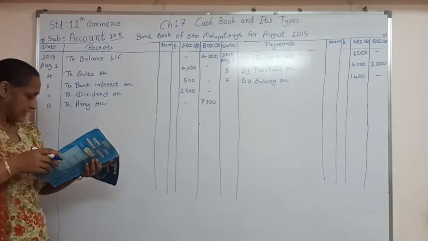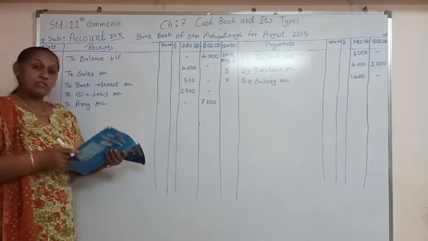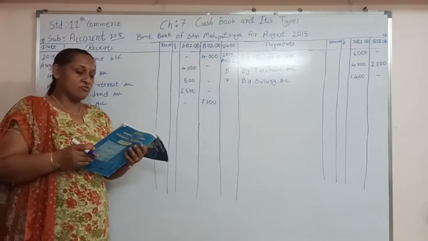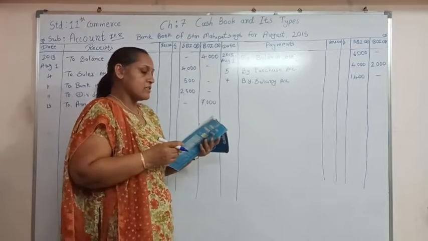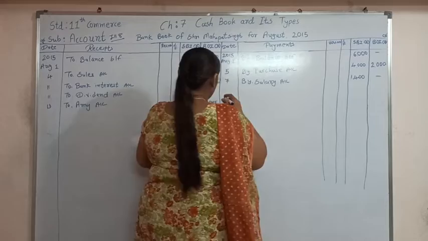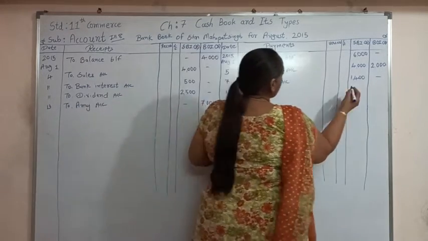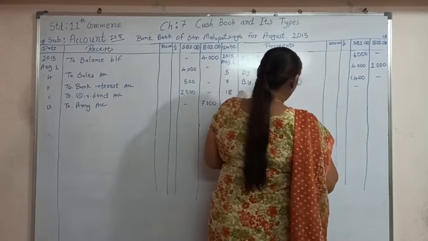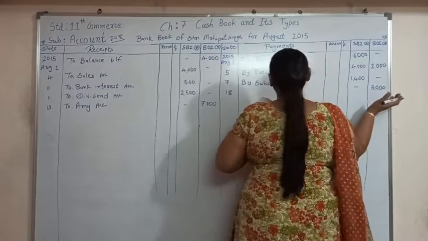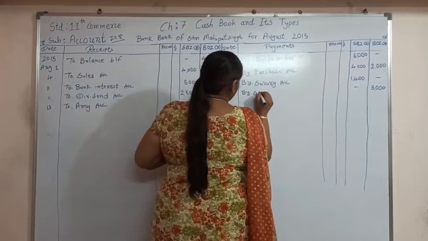Now on date number 18, check of rupees 3000 issued from BOI account and deposited in SBI. So here the check is issued by BOI. So in the column of BOI, on the credit side we are going to write down, it is issued by BOI, so it will be credited to BOI account. And in the column we are going to write down by SBI account.